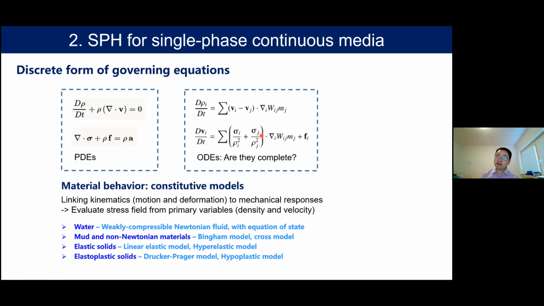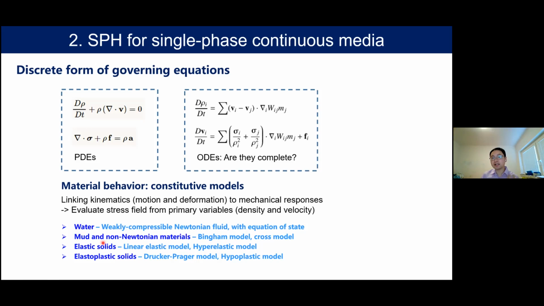And we need to evaluate the stress from the primary variables, like density and velocity. We consider different kinds of geophysical flows. For example, if it's water, we model it in SPH as a weakly compressible Newtonian flow with an equation of state, which means that your pressure can be computed directly from the density.